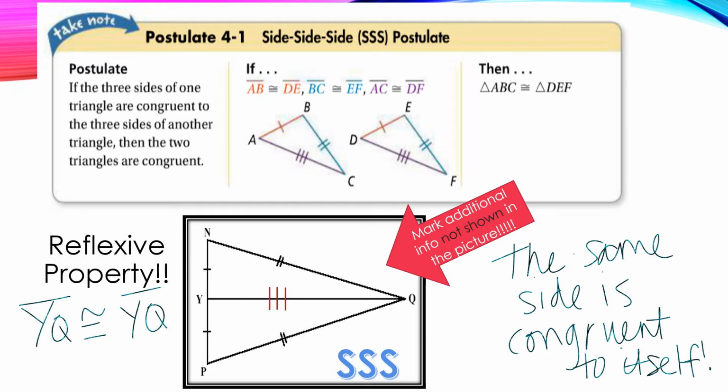And the same side is congruent to itself. So QY, or YQ rather, is congruent to YQ. So whenever you have a side in common, it doesn't matter what kind of triangle you have. You could have a really obtuse triangle like this, but if you have this line or segment down the middle, it's the same side for both triangles.